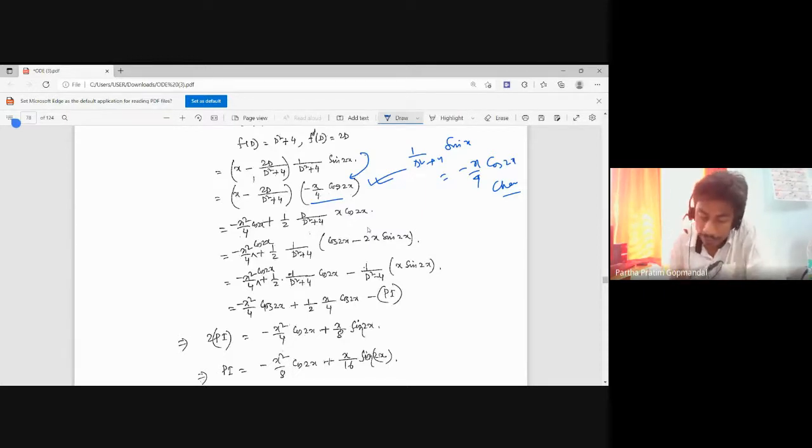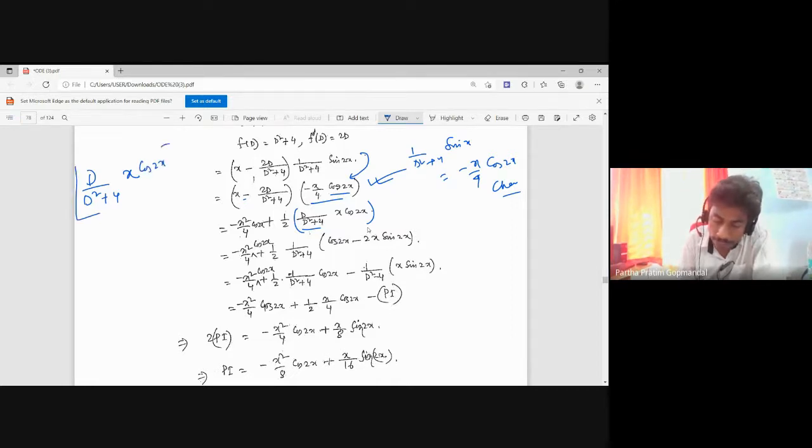Fine. The next term is quite difficult because here it involves a differential operator. The operator is D by D square plus 4 that you have to operate on cos 2x. So now we have to find D by D square plus 4 operating on x cos 2x.